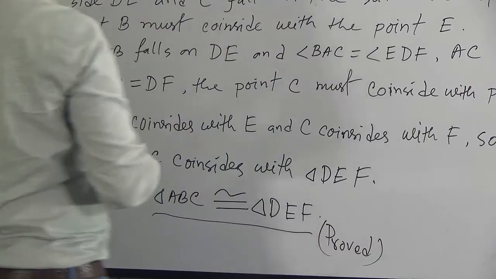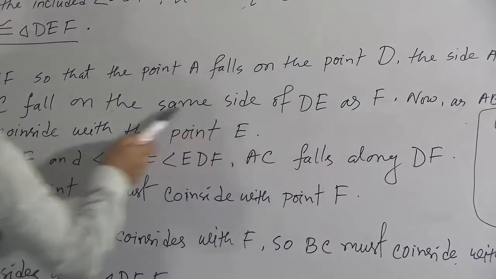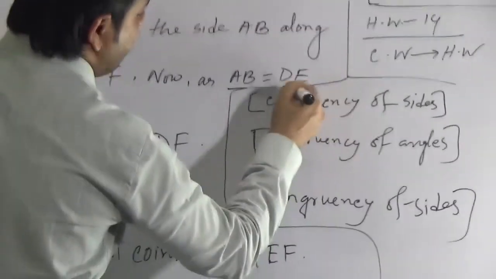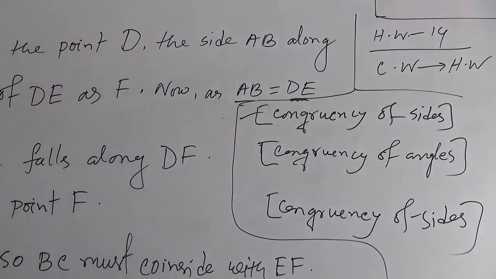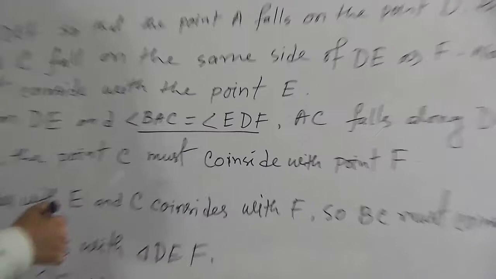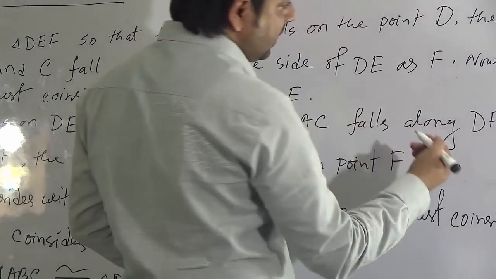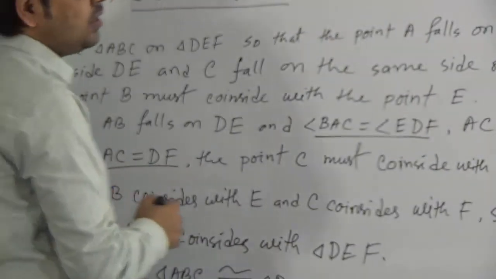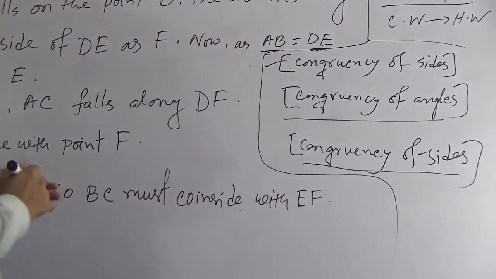Again, I am explaining. In step 1, I have written congruency of sides, as AB is equal to DE. These two sides are equal. In step 2, I have written angle BAC is equal to angle EDF. It means these two angles are equal, from the congruency of angles. And in step 3, we have used these two sides AC equal to DF. Again we obtained this from congruency of sides. This means the sides are equal.